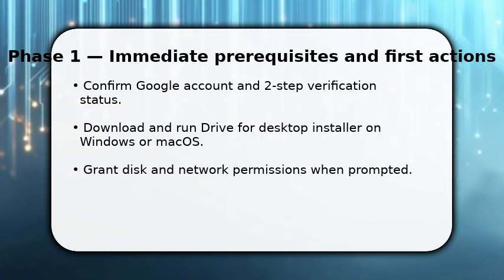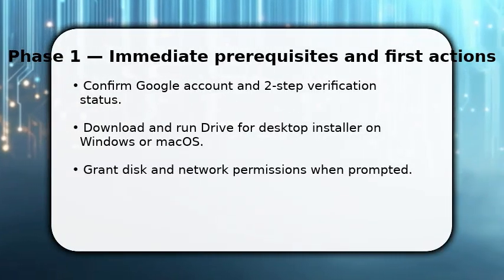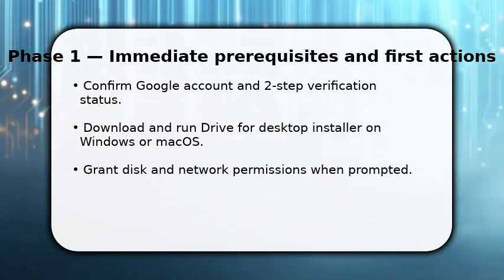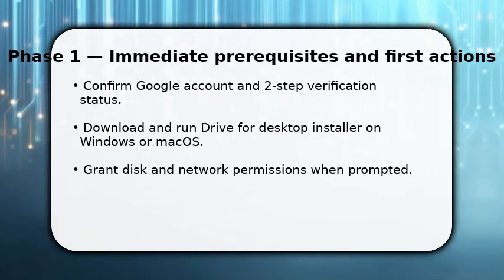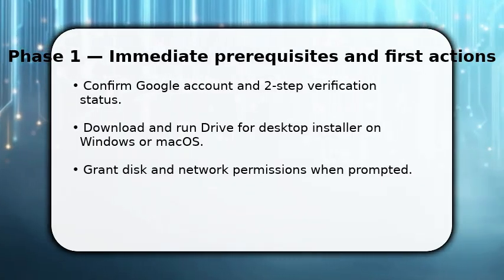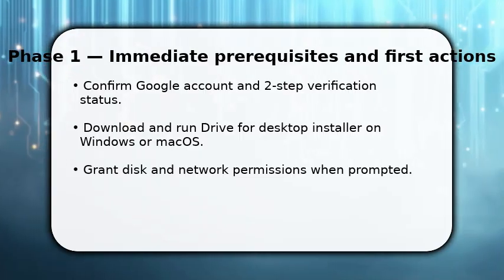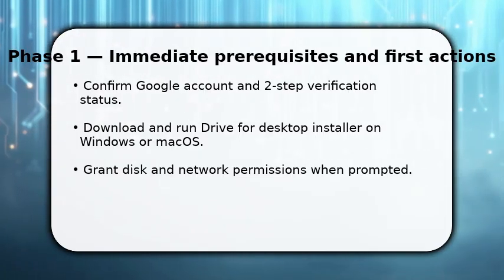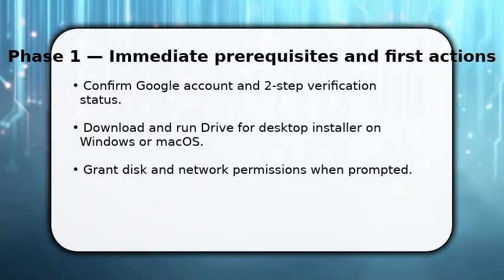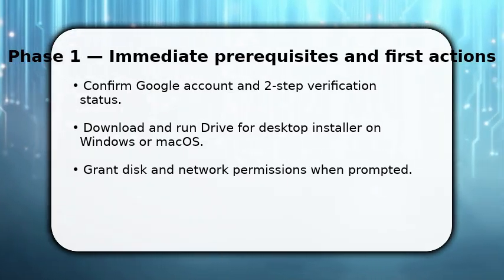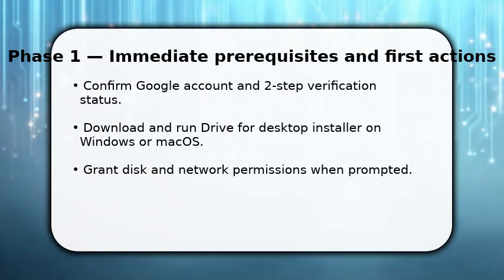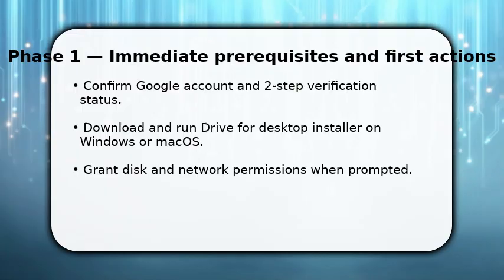Start now by confirming you have the Google account you will use and that two-step verification is set if required. Download and launch Drive for desktop, not the web uploader, and follow the installer prompts. When the app asks for permissions, grant full disk access and network access, otherwise syncing cannot run. You need to sign in inside the app with your Google credentials, then allow account access.